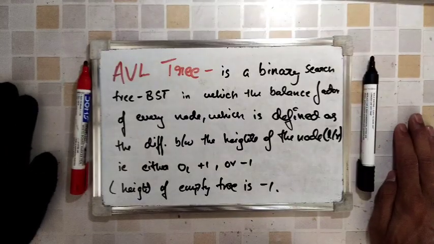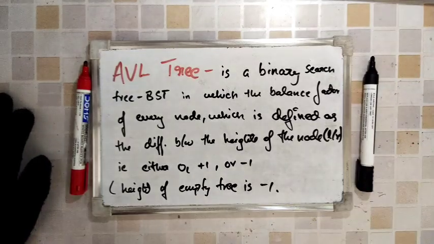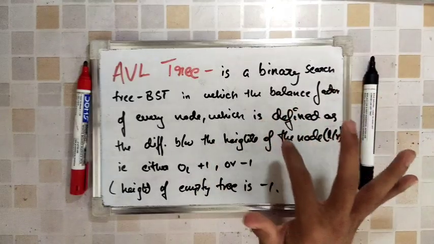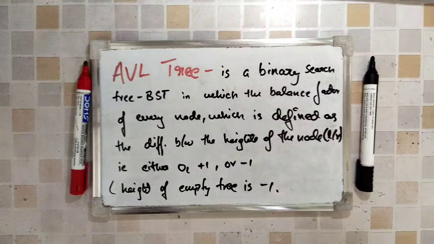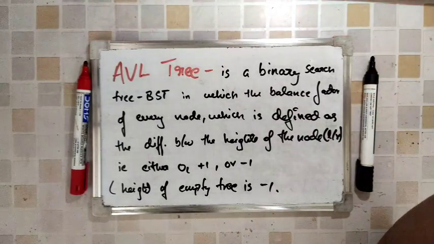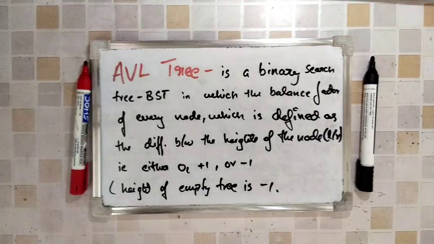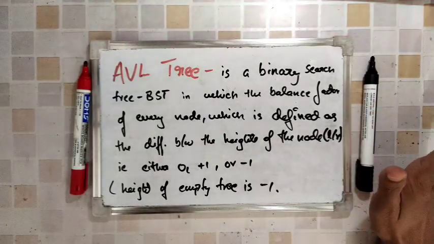There is one topic in the third module, that is balanced search tree, under which this AVL tree is asked. I have written the definition over here. An AVL tree is nothing but a BST, a binary search tree, in which the balance factor of every node, which is defined as the difference between the heights of the nodes, should be either 0, plus 1 or minus 1.